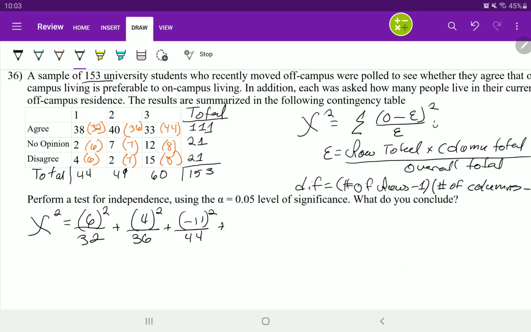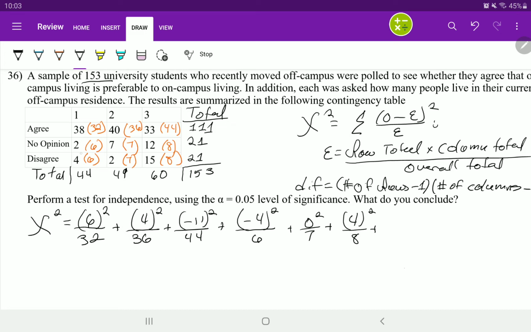No opinion and 1. That is going to be 2 minus 6, which is negative 4. Negative 4 squared divided by 6. No opinion in 2. 7 minus 7 is 0. 0 squared divided by 7. No opinion in 3. 12 minus 8 is 4. 4 squared divided by 8.